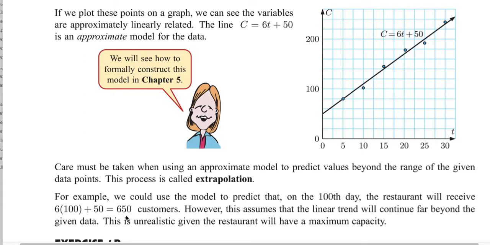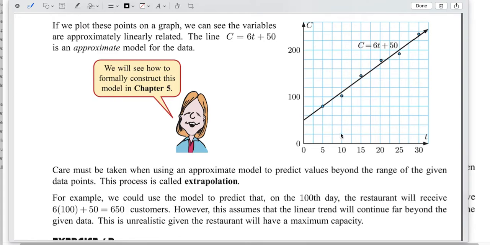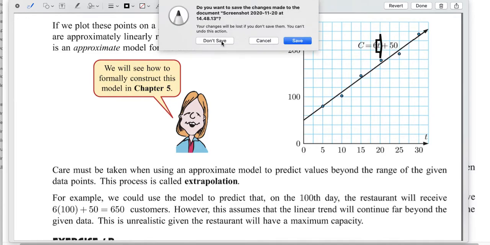So it's going to be approximately 650 customers, because for this graph, we are going to say that the gradient will be 6, the y-intercept's 50. So taking all of this into consideration, we have the equation C equals 6t plus 50, and we are just going to simply replace our t, which represents time in this instance, with 100. If you replace it with 100, we're going to get 650 customers.